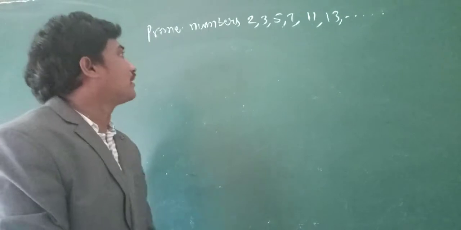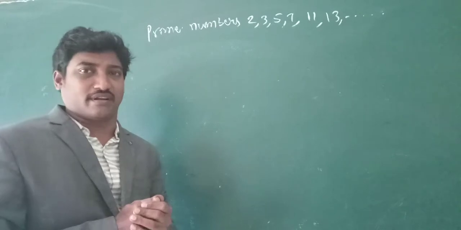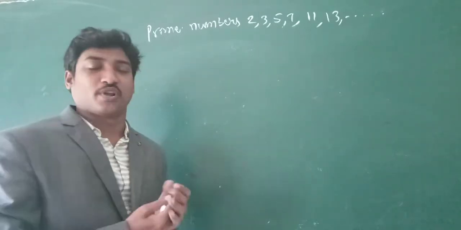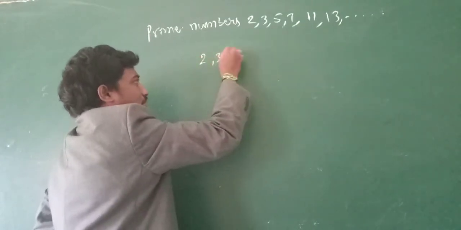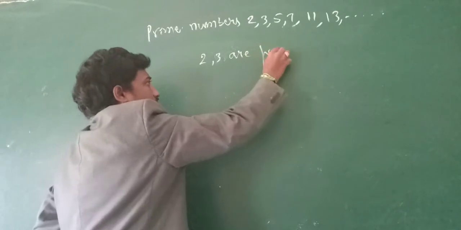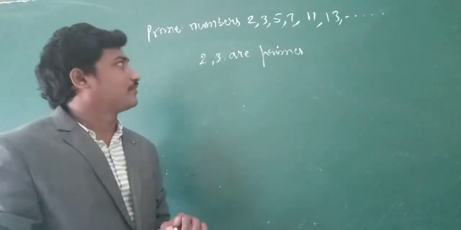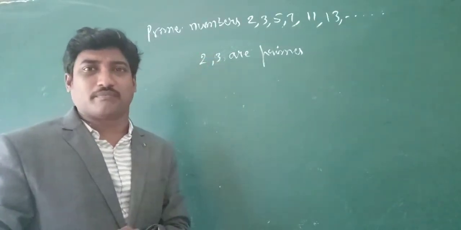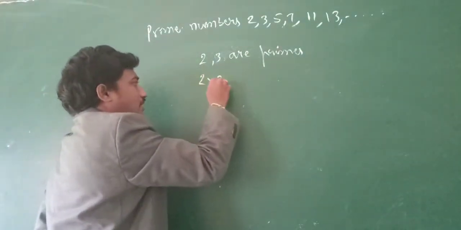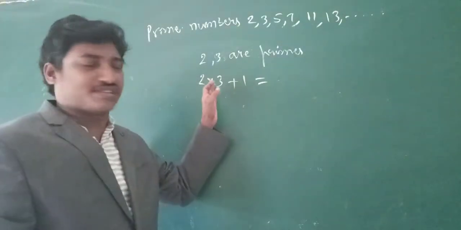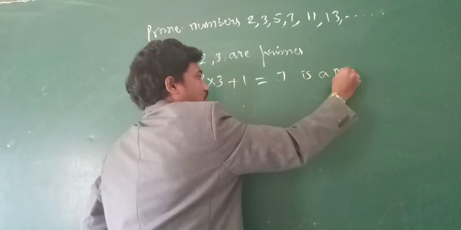Here there is a question whether the number of primes is finite or infinite. By simple observation we can come to know. It is very clear 2 is prime, 3 is prime. Do 2 and 3 generate any prime number? See, 2 into 3 plus 1: 2 times 3 is 6, plus 1 is 7. 7 is a prime number.